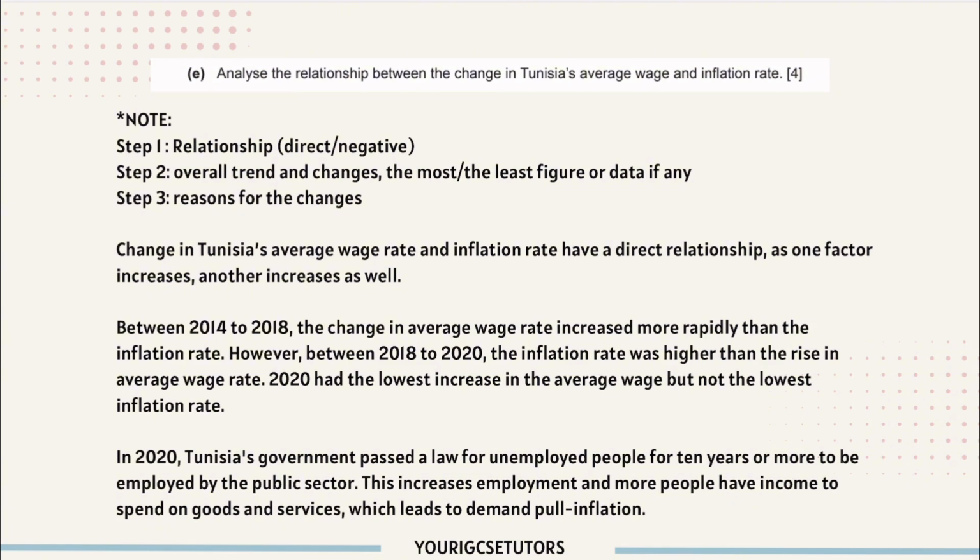And then the step 3, reasons for the changes. In 2020, Tunisia's government passed a law for unemployed people for 10 years or more to be employed by the public sector. So we can say that the effect is that increases employment and more people have income to spend on goods and services, which leads to demand pull inflation. So this thing explains this statement, from here and here.